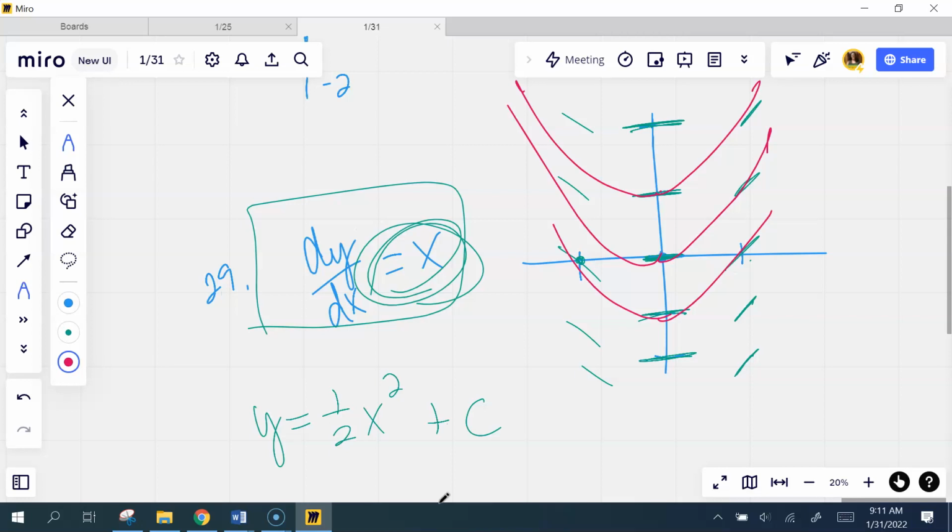Okay. I think I'll stop there. I think it's cool too. I like slope fields.